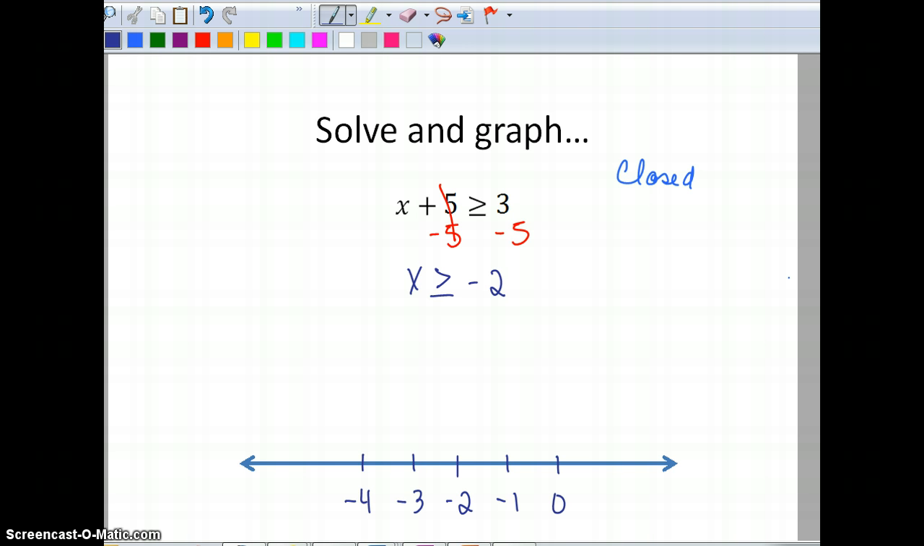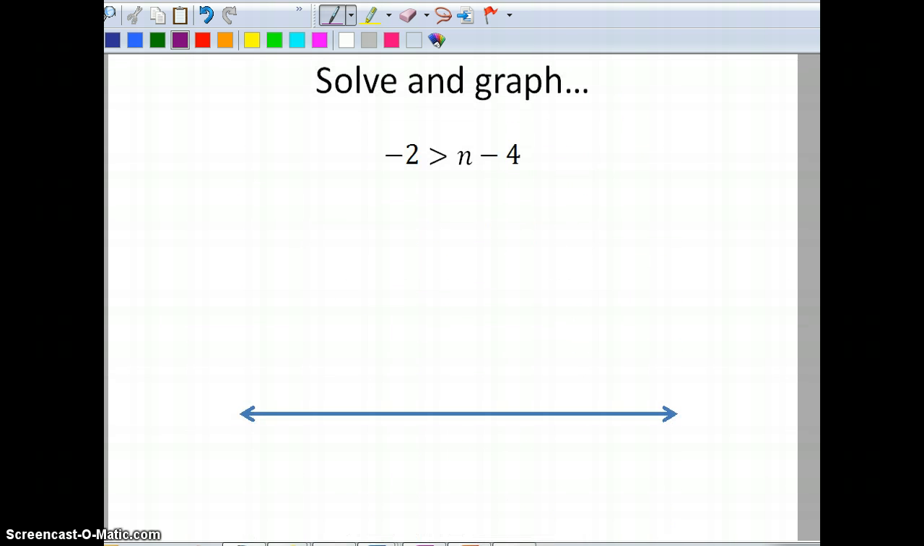Okay, now I'm ready to graph. So I know I'm going to have a closed circle at negative 2. So I'm going to go ahead and fill that in. Now which direction am I going to shade? x is larger than negative 2. The numbers get bigger as I go to the right. So I'm going to shade a little ways and put an arrow on the end.